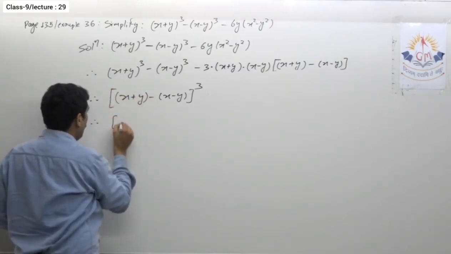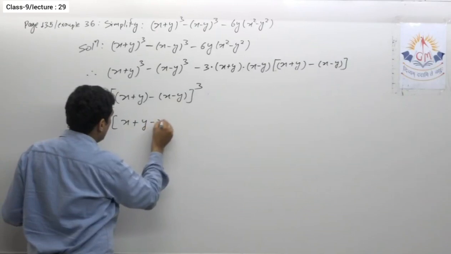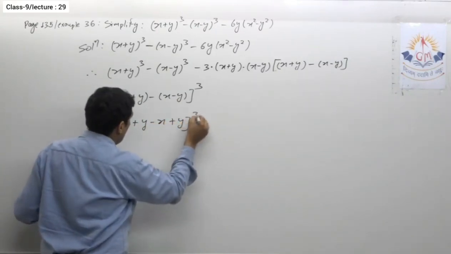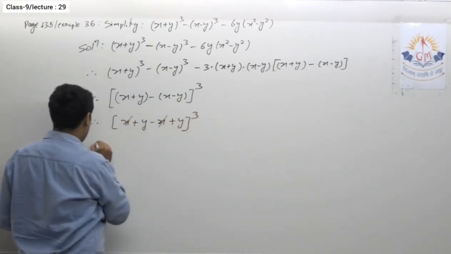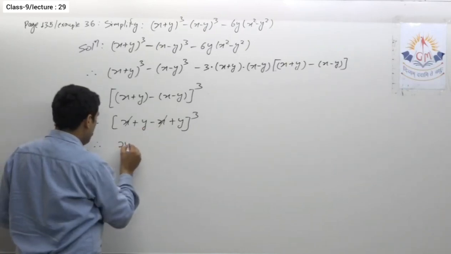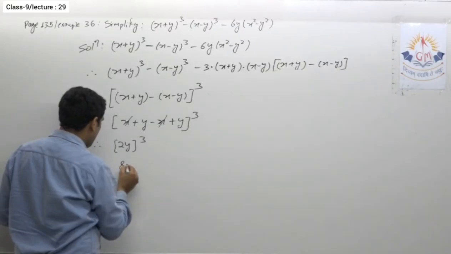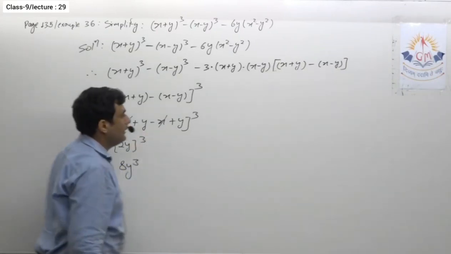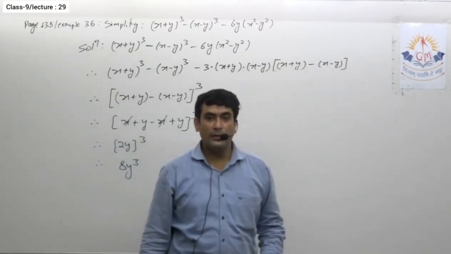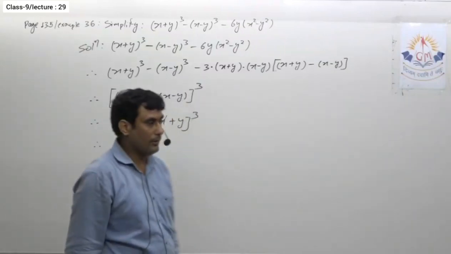So now we'll simplify this. This is (x plus y minus x plus y) whole cube. Minus x plus x cancel out. y plus y, 2y whole cube. So my final answer is 8y cube. So this is the simplified form of the given expression. Please note it down.